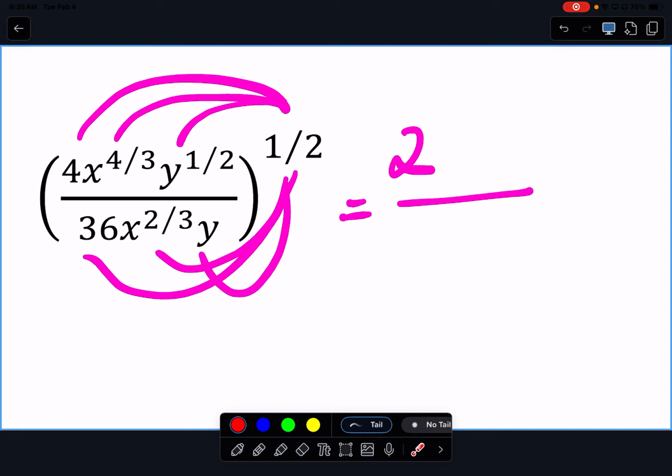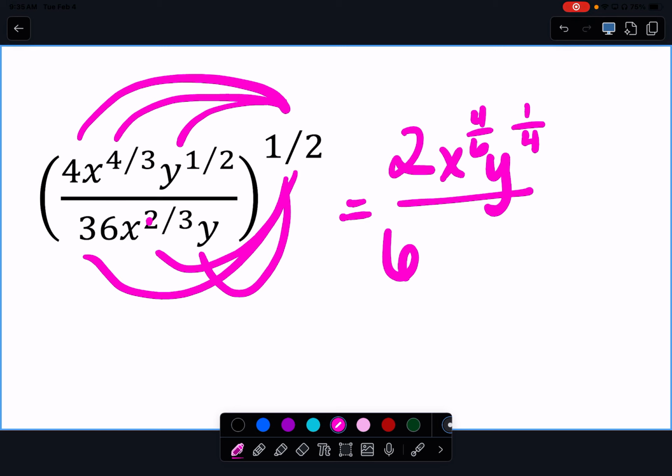Now when I raise a power to a power, I do what? Multiply. What is 1 times 4? 4. What is 2 times 3? 6. So we get x to the 4/6. Now we're going to do y. 1 times 1 is 1, and then 4. Then the square root of 36 is 6. Now 1 times 2 is 2, and our denominator would be 6.